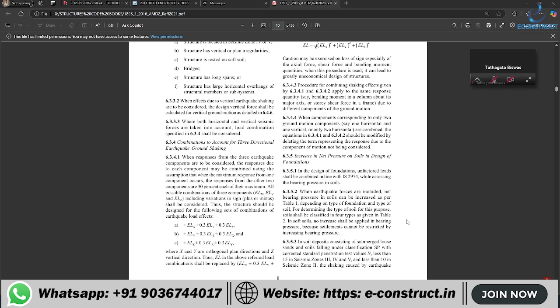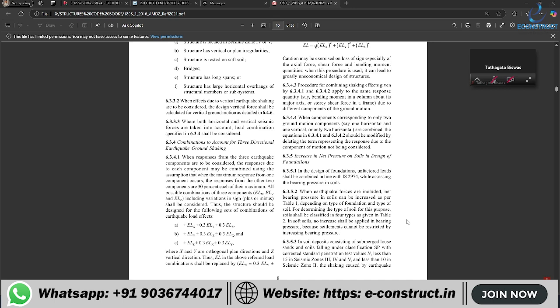6.3.5.2. When earthquake forces are included, net bearing pressure in soils can be increased as per table 1 depending on type of foundation and type of soil. For determining the type of soil for this purpose, soils shall be classified in four types as given in table 1.